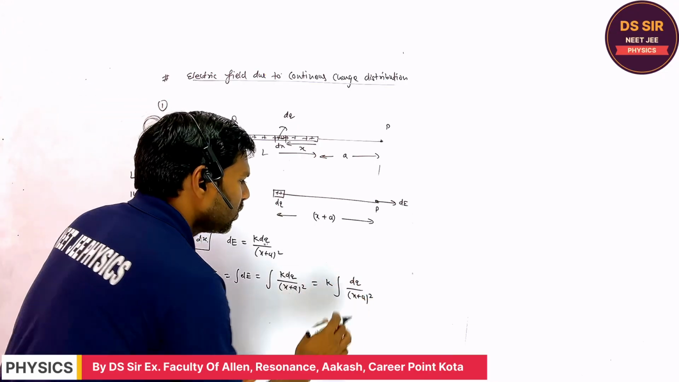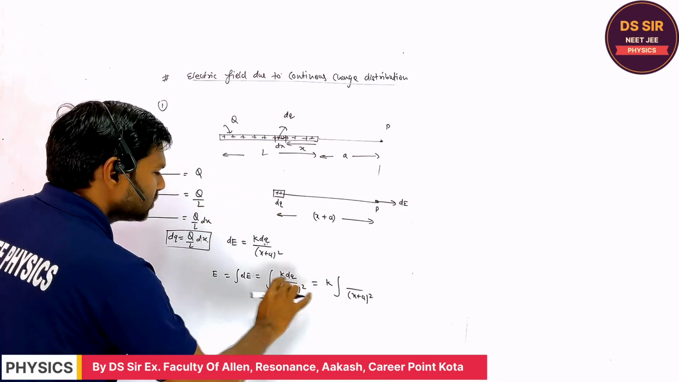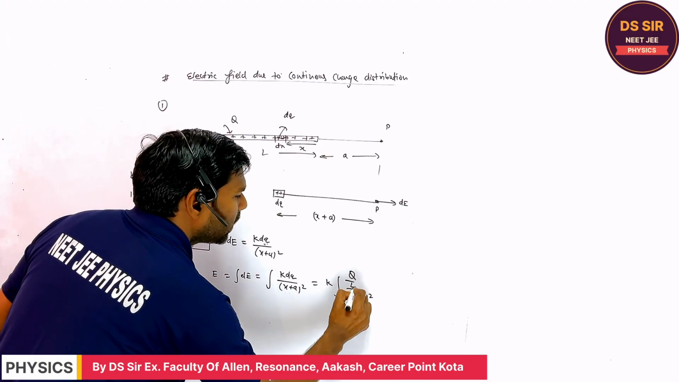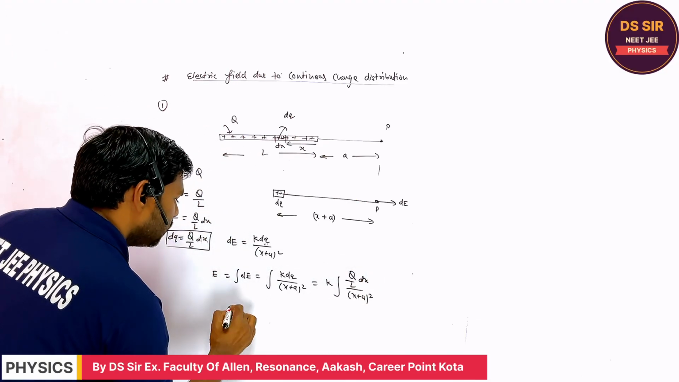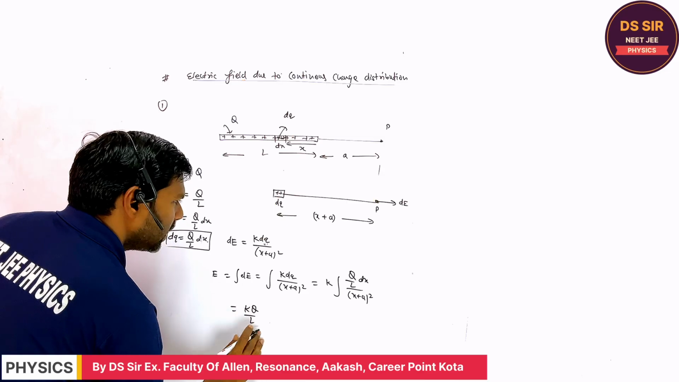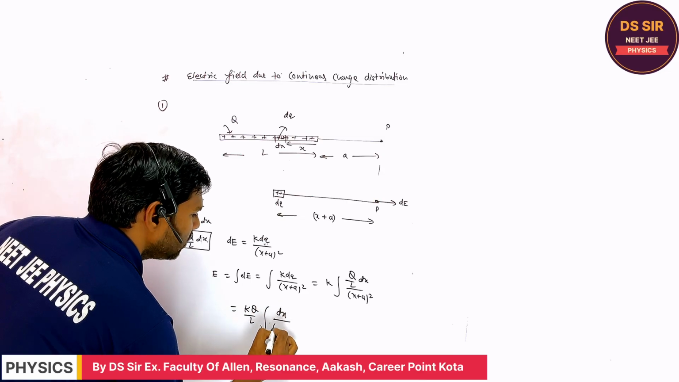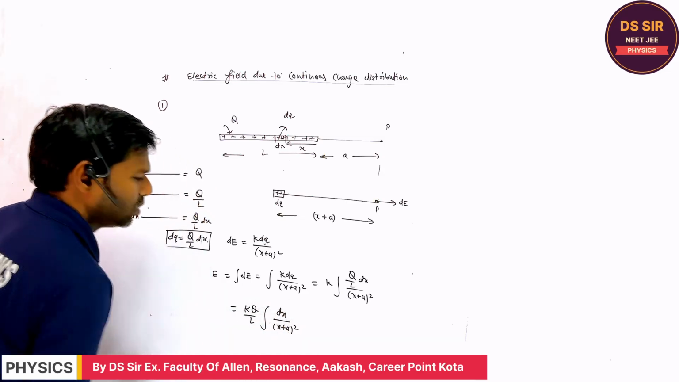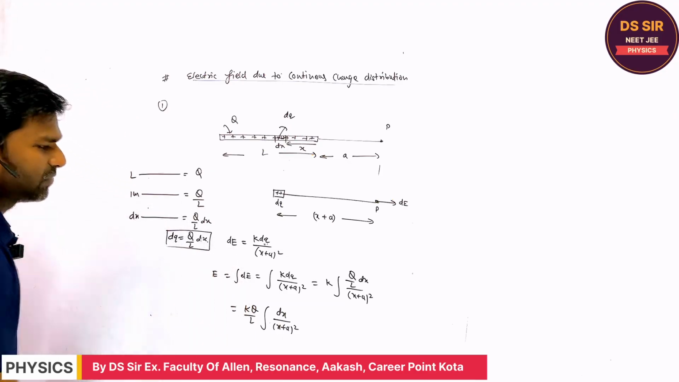This is the value of the dq. So I am putting the value of the dq over here. In place of dq, I can write q by L into dx. So if you simplify this, it is kq by L, integral of dx upon (x plus a) whole square. Copy this first.